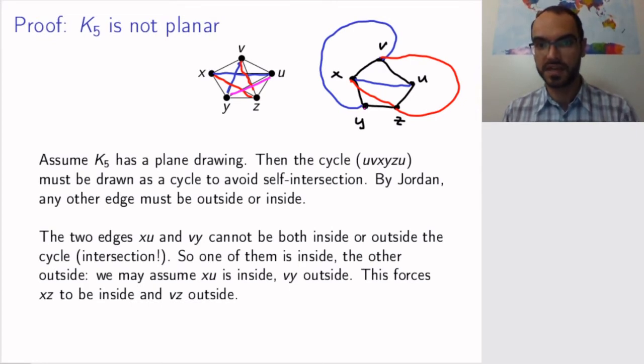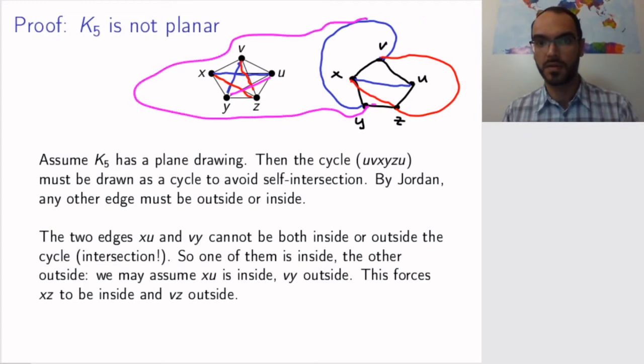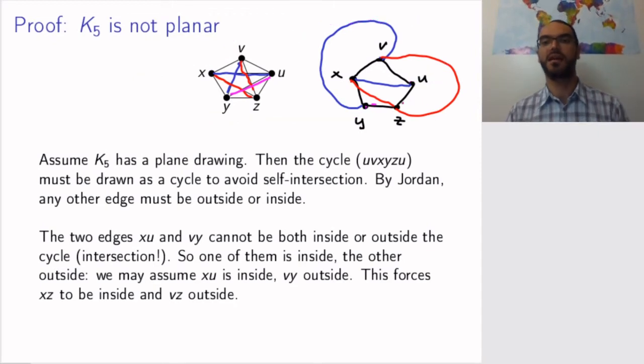But if I draw it on the outside, then it will have to intersect this red edge. Well, that's not good either. And the same if I draw it on the outside in any fashion, like I can go all the way like that, I will still have an intersection. So that cannot happen. In other words, there is no way to draw the edge YU so that the graph doesn't have intersections.